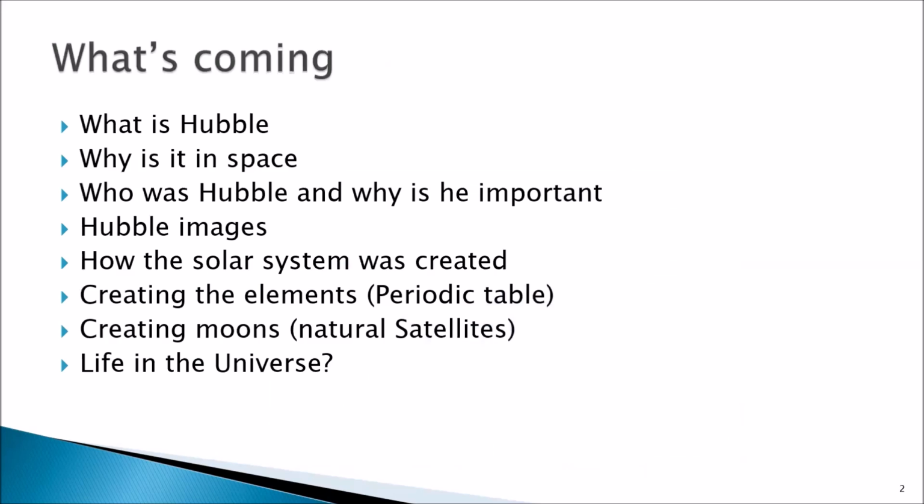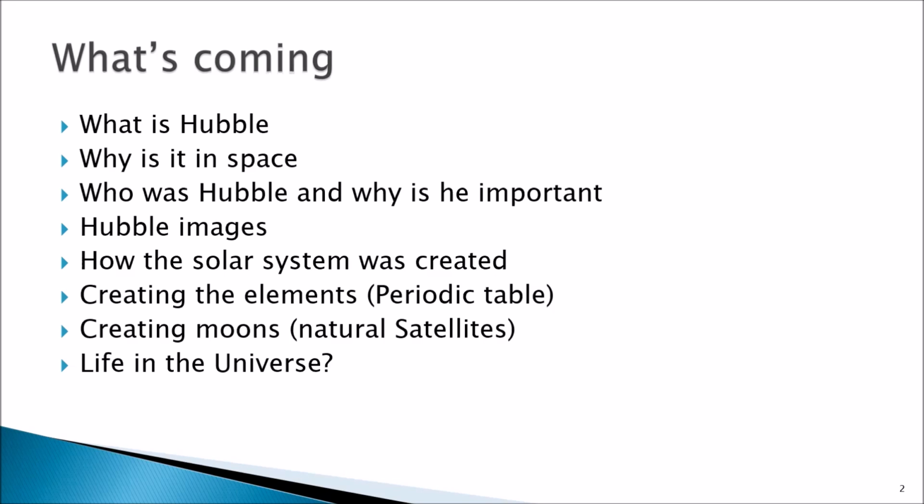So what we've got coming is the Hubble. Talk about what the Hubble itself was. Why are we using it in space? Why did we put it in space? And then we're going to address who Edwin Hubble was and why he is important and why he got his name on this telescope. Then we'll have some Hubble images.